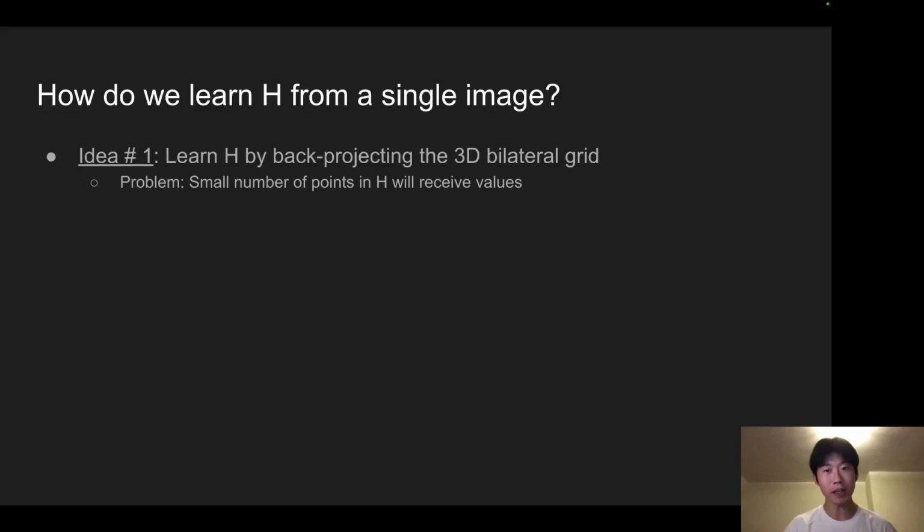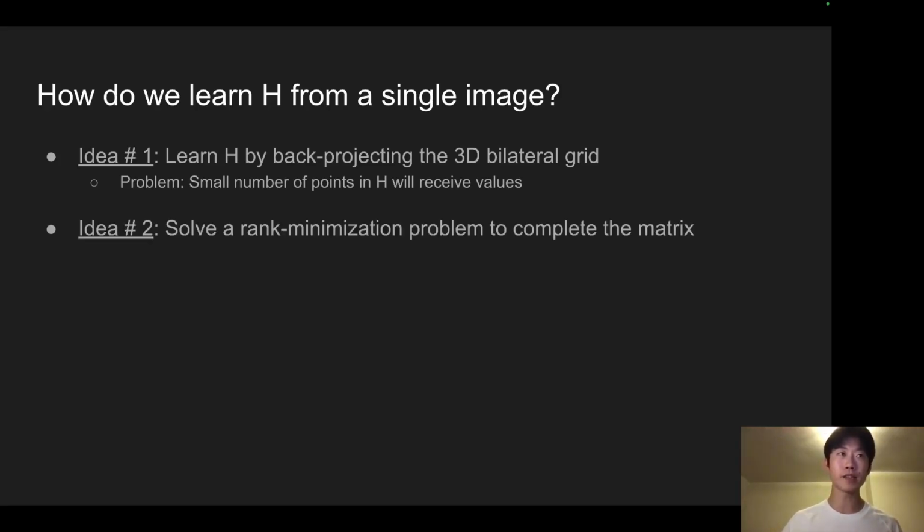Now, to get the 4D bilateral grid, one idea is, okay, maybe we can learn it by just back projecting the values of the 3D grid. The authors come across a problem where only a small number of points in H will actually receive values, because you go from a lower dimensional space to a higher dimensional space. So what they try to do is reconstruct a low rank approximation of H, and they solve a rank minimization problem to complete the matrix.